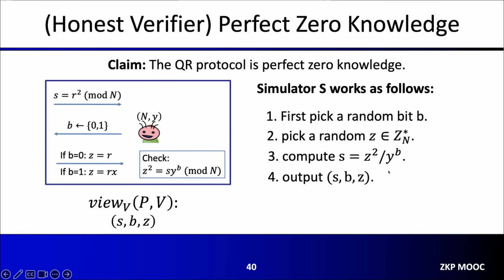So, lo and behold, I was able to come up with a triplet which is identically distributed as the view of the honest verifier during an interaction. Obviously, this doesn't convince me of anything. It's not that I actually got an R squared, then asked a random B and got the response. I did this in my basement in a simulation. But the view is identical. Now, what about when the verifier is not honest?